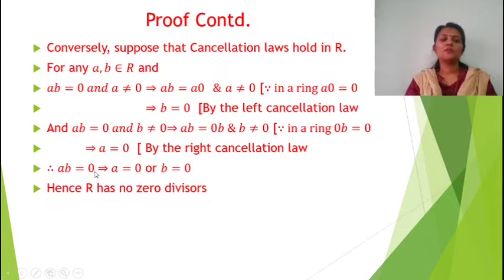Therefore, AB equal to 0 implies A equal to 0 or B equal to 0. In the first part, we have shown that B equal to 0. In the second part, it is shown that A equal to 0. So, AB equal to 0 implies A equal to 0 or B equal to 0. That's the definition of zero divisors. That is, R has no zero divisors.